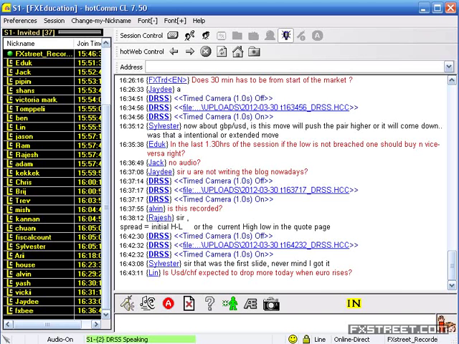Now about GBP. Will this move push the pair higher or will it come down? See, they only make one downward move and go up. And the second time, if they make a downward move, they will continue to make a downward move. That is referred to as a pump and dump move. They try to hit the stops and come down.